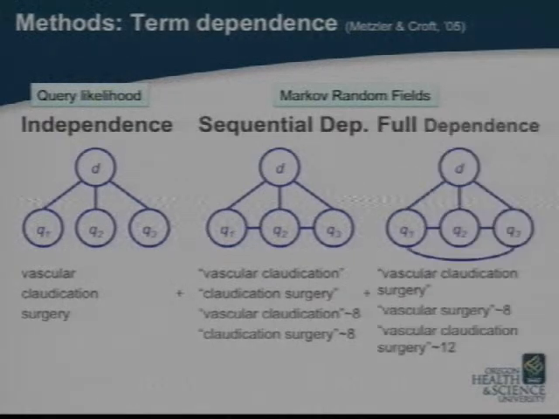And there's also a full dependence model where, on top of that, you add the relationship between things that are not necessarily neighboring. So you've got all three terms at once: the first term, vascular, and surgery, the third term, at the same time. So that's a full dependence model. Both of these are Markov random field models, and the graphs that you see here embed the probabilistic assumptions that are being made.